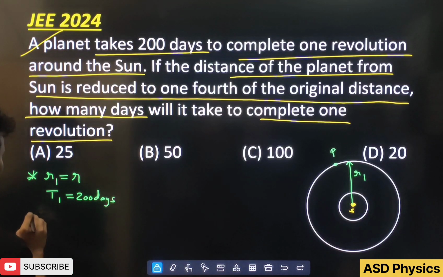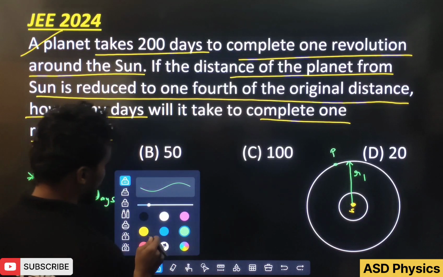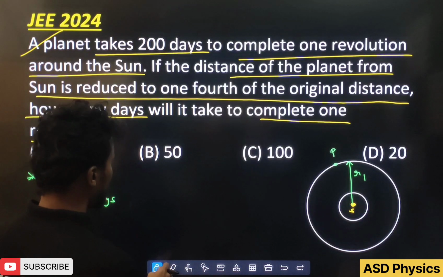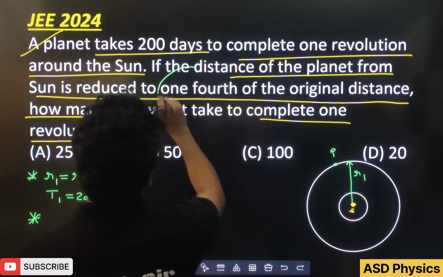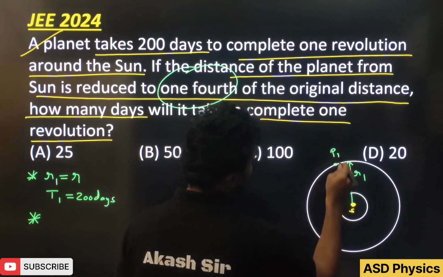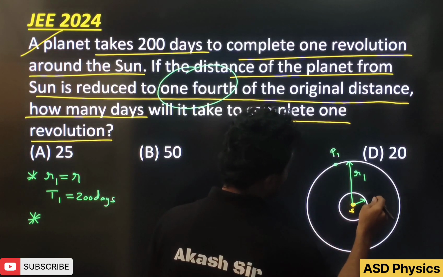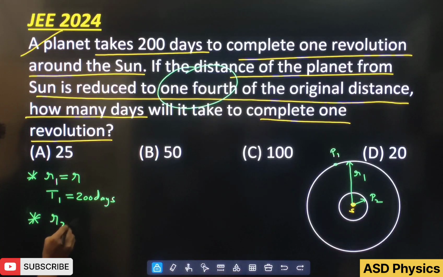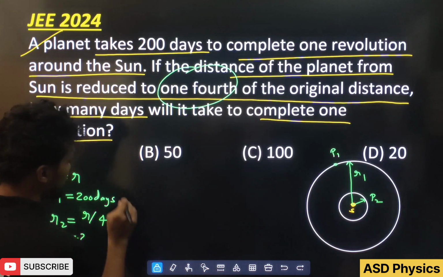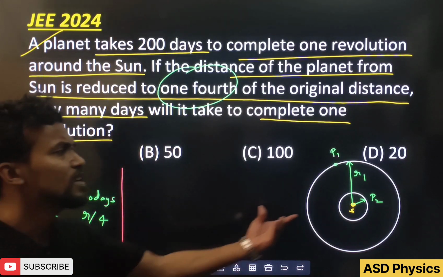Now according to the question, the distance is becoming 1/4. So let's take the planet moving from P1 to here, P2. In this situation the new orbital radius is becoming R by 4, and they are asking for T2. So students, here you have to remember that the orbit is a circular orbit.